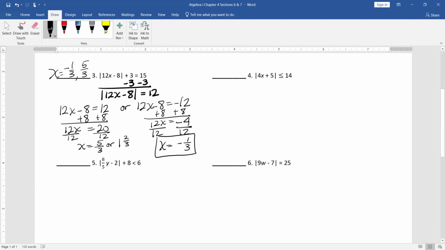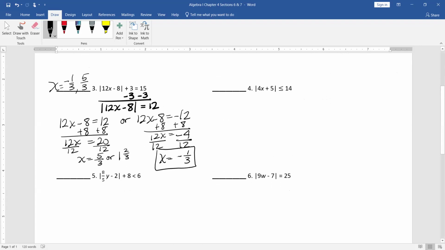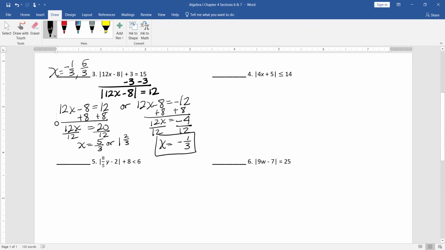Okay, and I've got one more. So for number 6 here, I've got one more equation. So again, this one, all the absolute value is on one side and the real number is on the other side, and it's positive. Got to be positive. So we just write our 2 equations. 9w minus 7 equals 25, and 9w minus 7 equals negative 25.